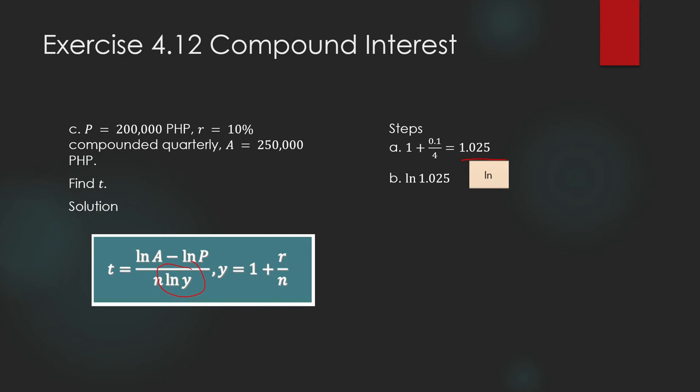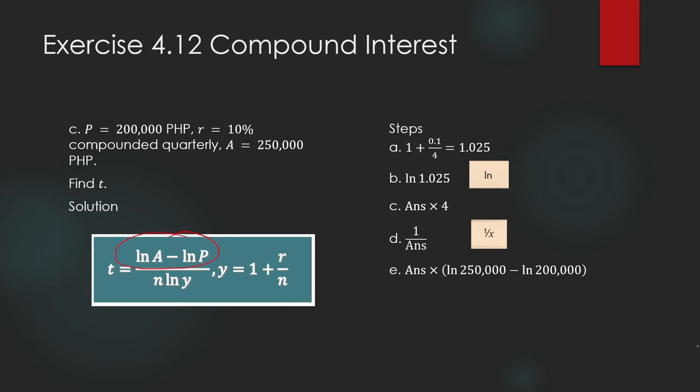Next, we will compute for ln of y, and you can do that by just pressing this button in your calculator. The result of that, you will multiply it by 4. So this expression will give you the result of N times ln of y. And then you will get the reciprocal using this button in your calculator, 1 over x.